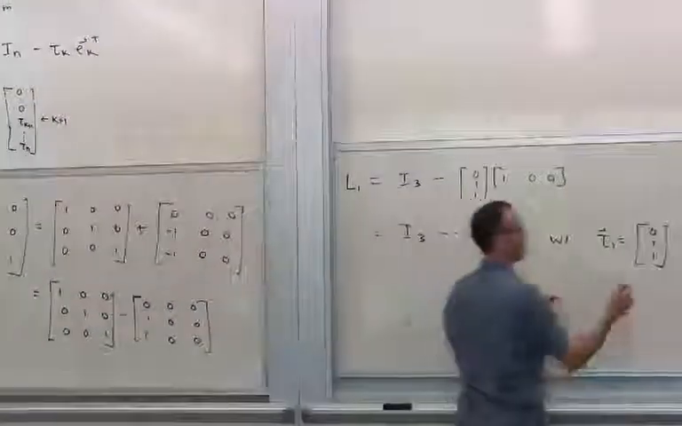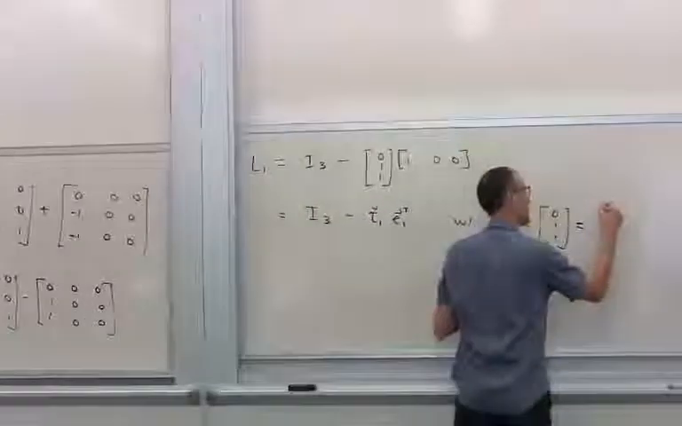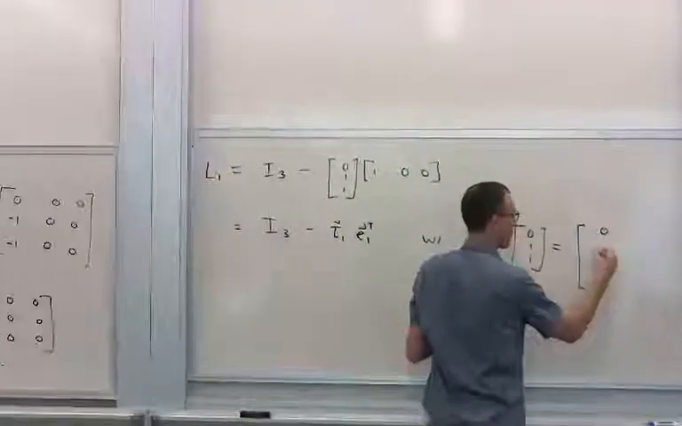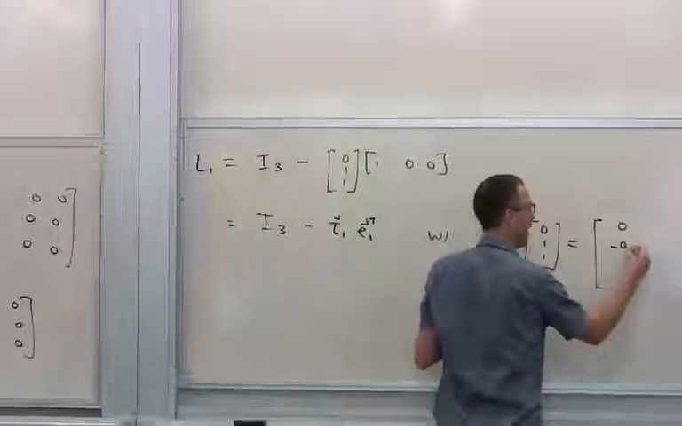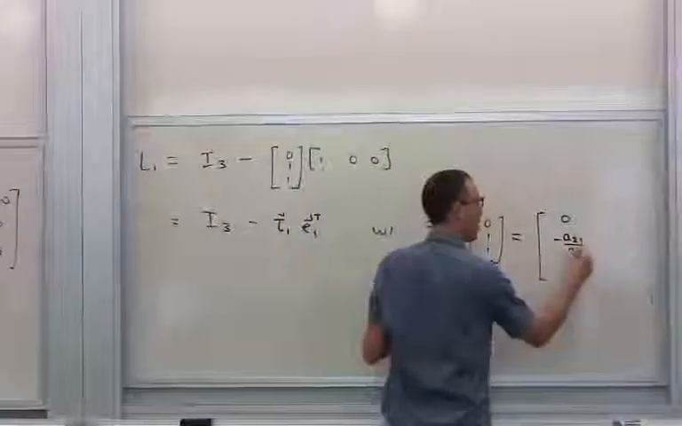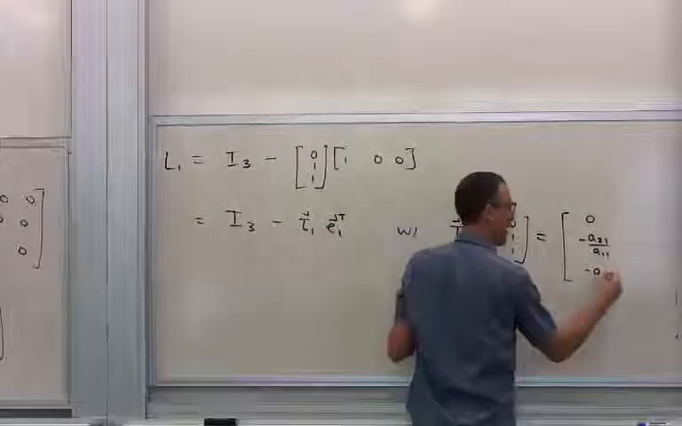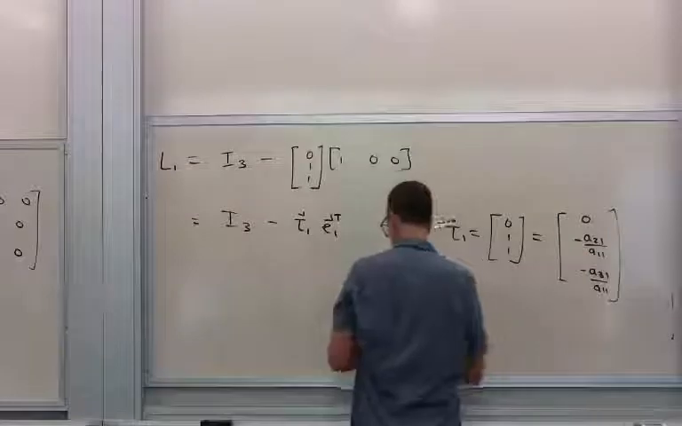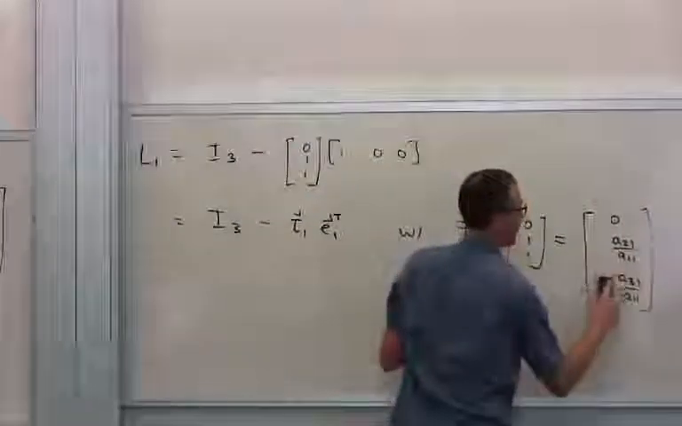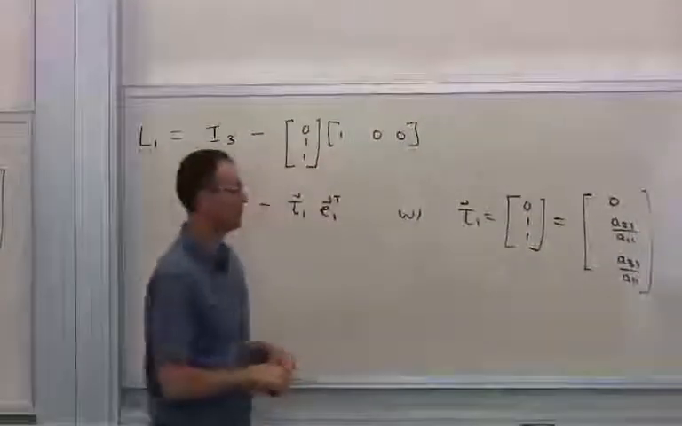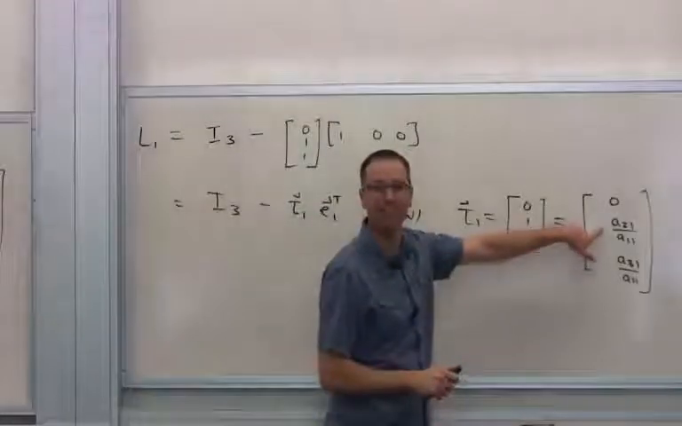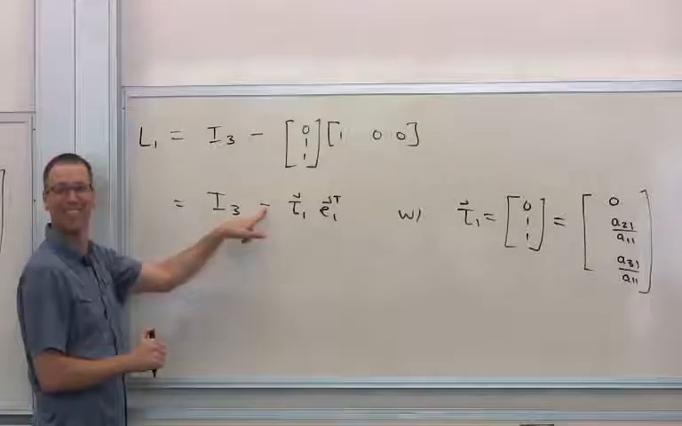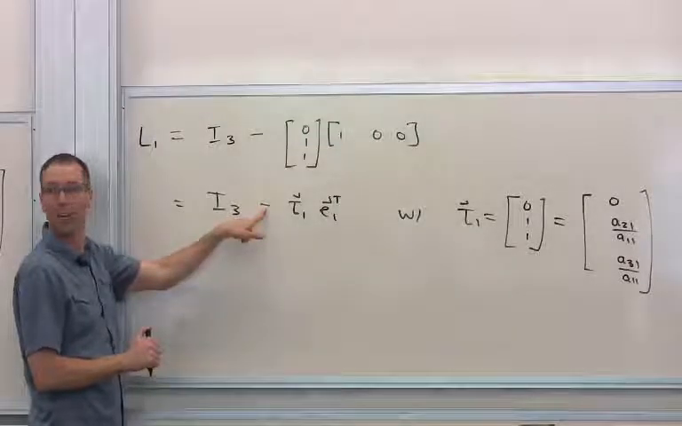And in fact, if we were to look at the original matrix, this was 0, negative A21 divided by A11, negative A31 divided by A11. You could actually just, well, sorry. These weren't negatives, right? Because we factor out the negative, right?